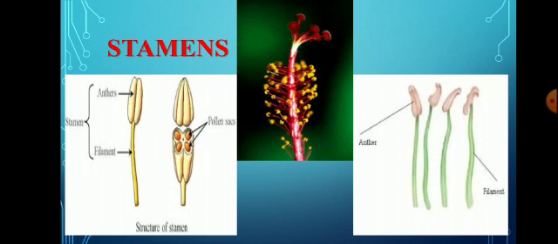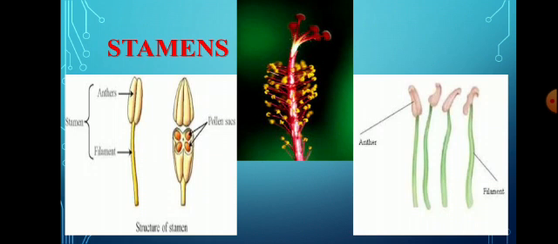It's an important point. The stamen is the male organ of the flower. The stamen is also known as the male reproductive part of the plant. Which part is called the male reproductive part in a plant? Stamen.